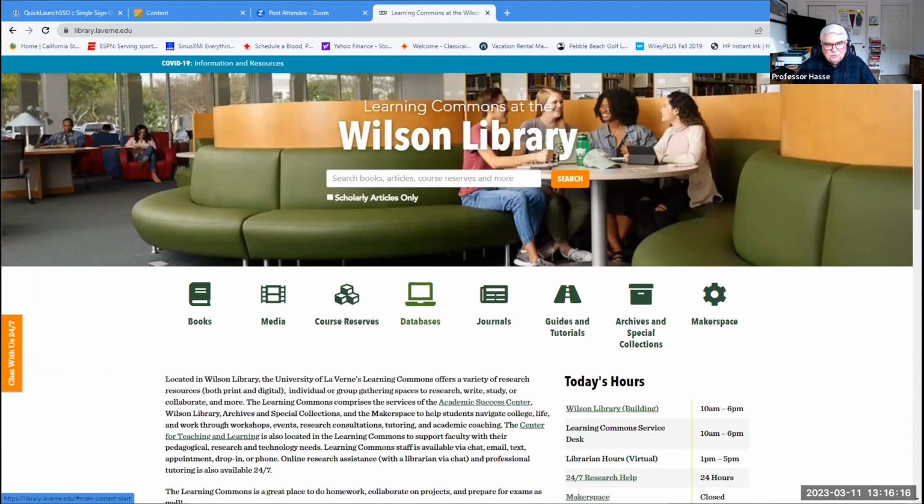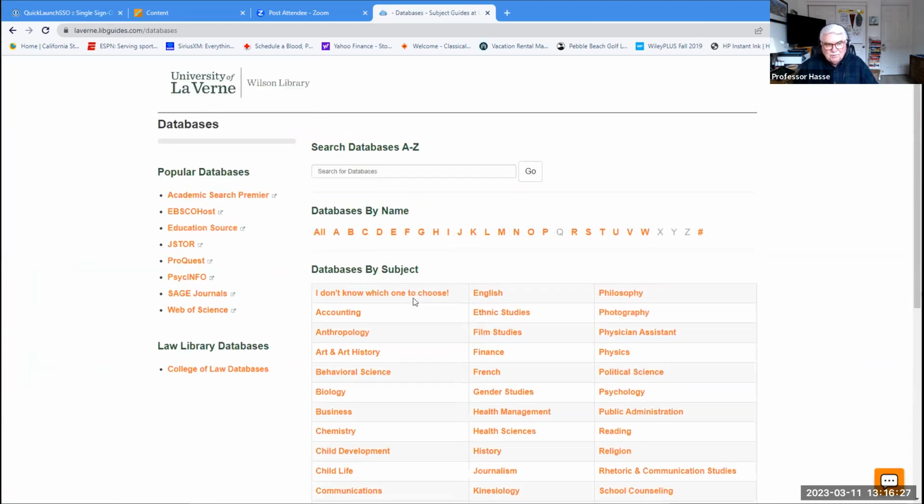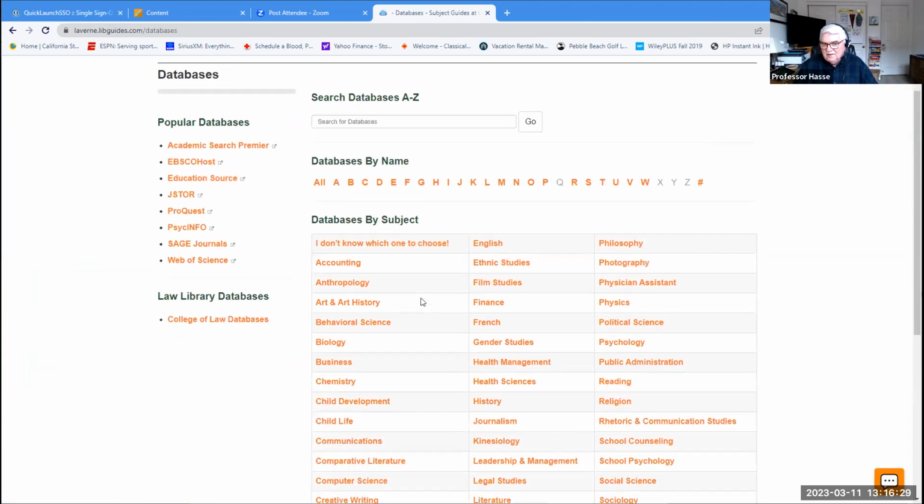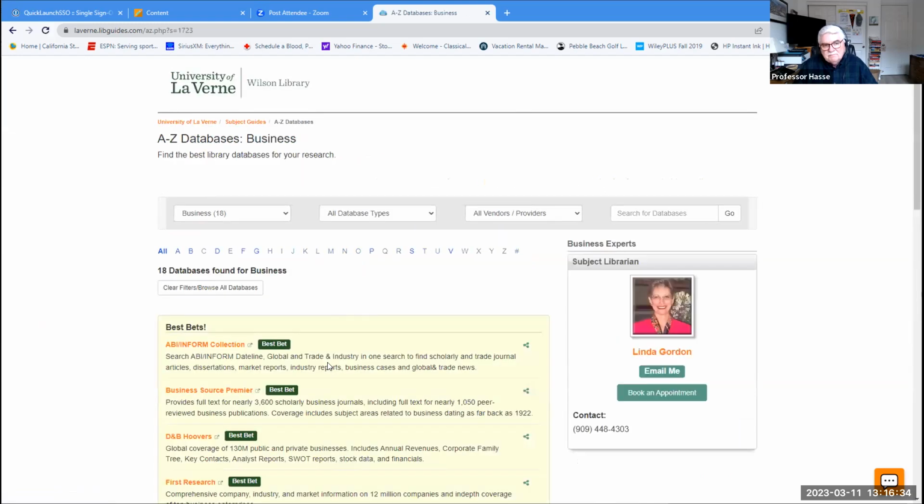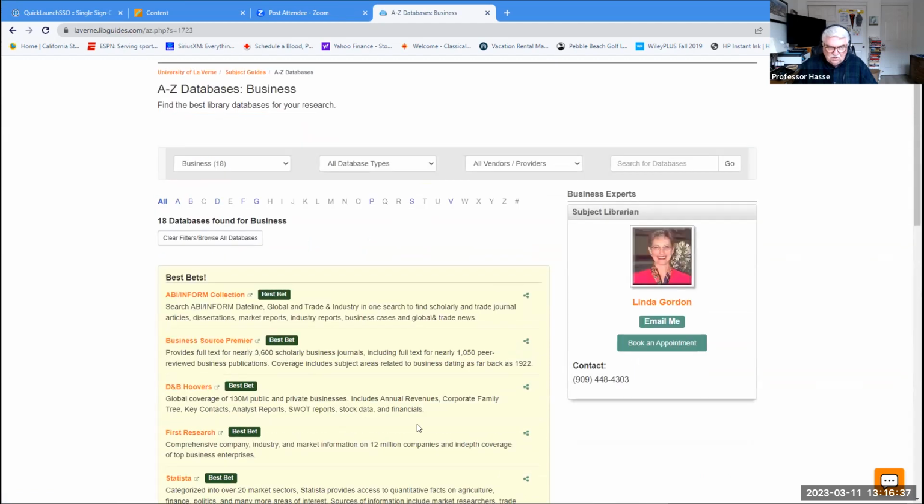Databases. I know some of you might have used them in other classes, but databases are a good source of doing research about specific companies, markets, whatever. Click on the database section of the library and you see a whole list of databases by subject. What you want to do is click on business. And we're interested in what is called D&B Hoovers. D&B Hoovers is a listing of many public and private businesses in the United States, giving all kinds of information about the company.